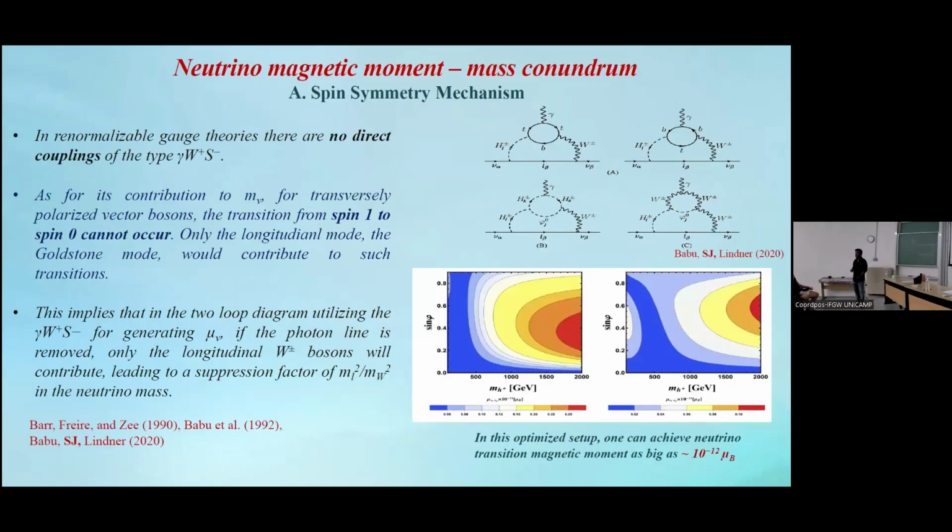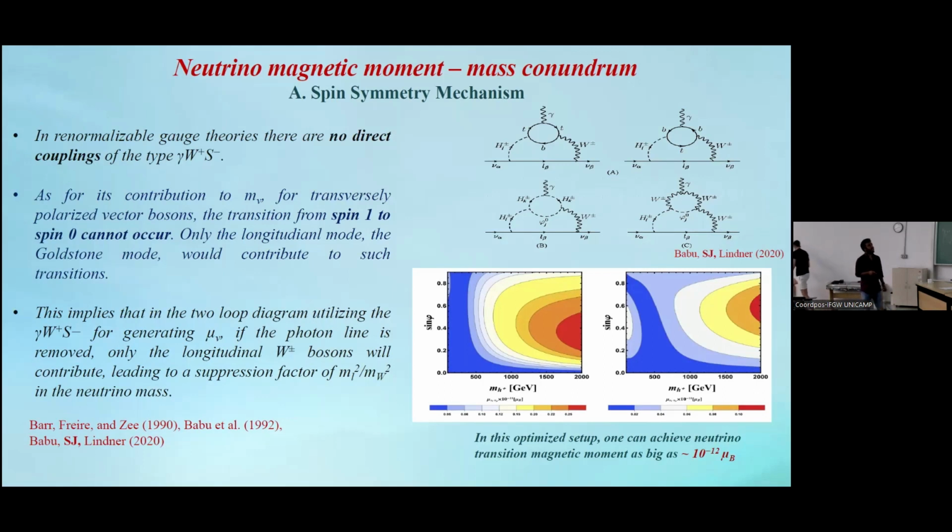Then we zoomed into detail, whether there is some nicer way you can disentangle neutrino mass and magnetic moment. Although for the operators you write down, neutrino mass and magnetic moment are both helicity flipping operators, there is some fundamental difference in the Lorentz structure: one is a scalar and one is a tensor. So based on that, we found two mechanisms.